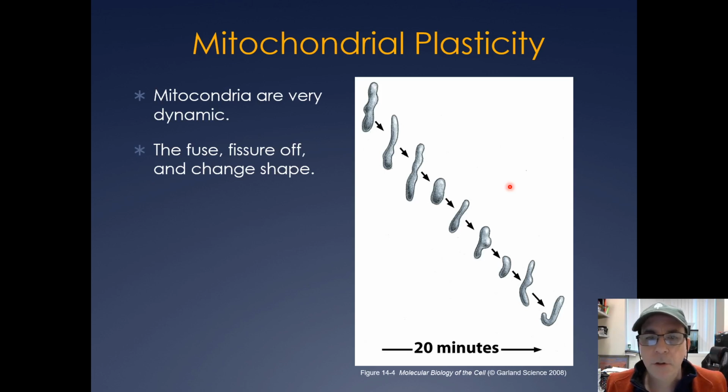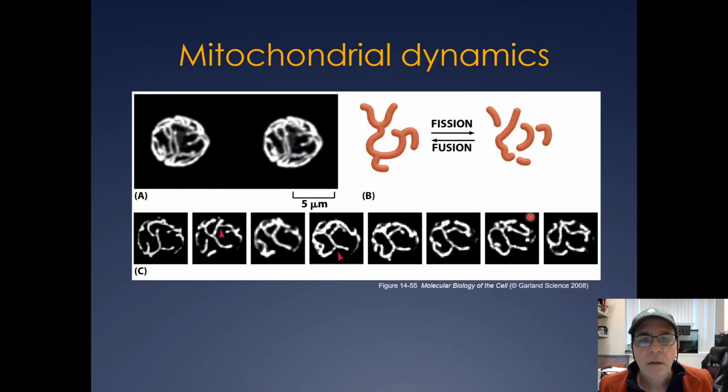Okay, mitochondria are also very plastic, right? They can change their shapes. They're very dynamic. They can actually fuse. They can fissure off and just change shapes. And here's a little schematic to try to show you how dynamic mitochondria are, right? It's not just this one static thing. And as we've seen over the course of the term, cells in general are very dynamic. And so here's a good example of how a mitochondrion can fissure off into small pieces, and then they can actually fuse back together again.